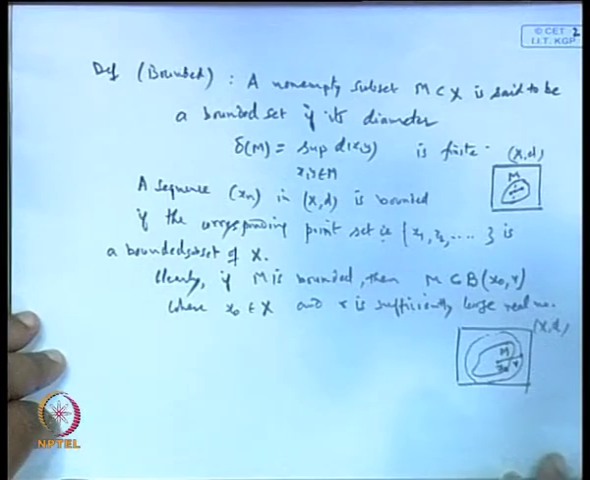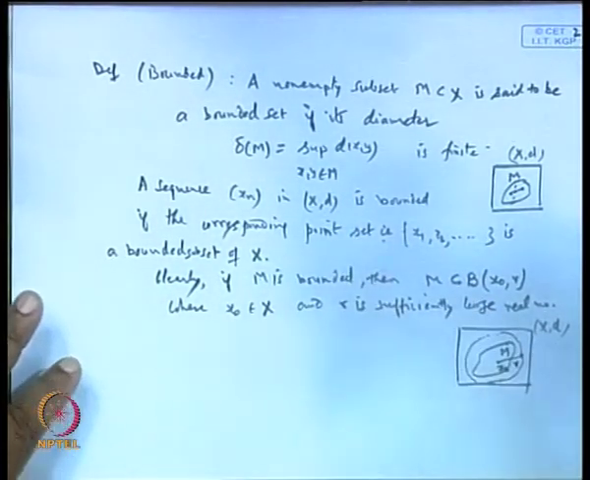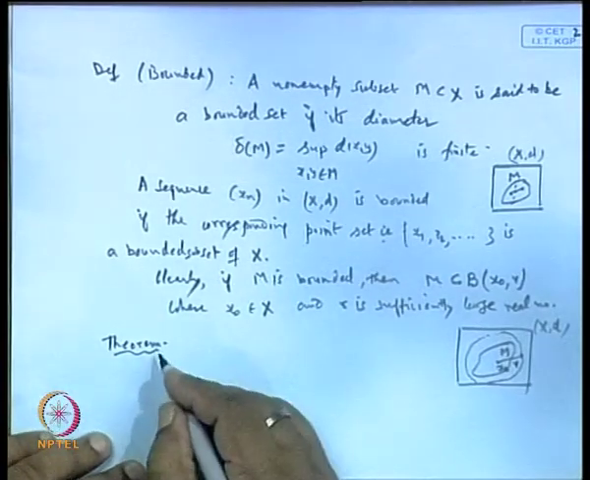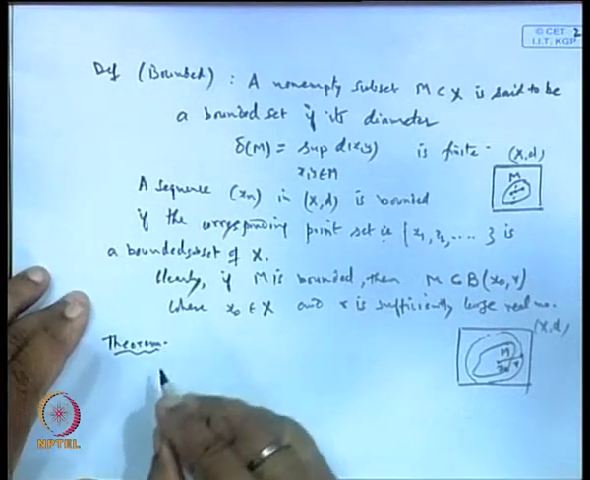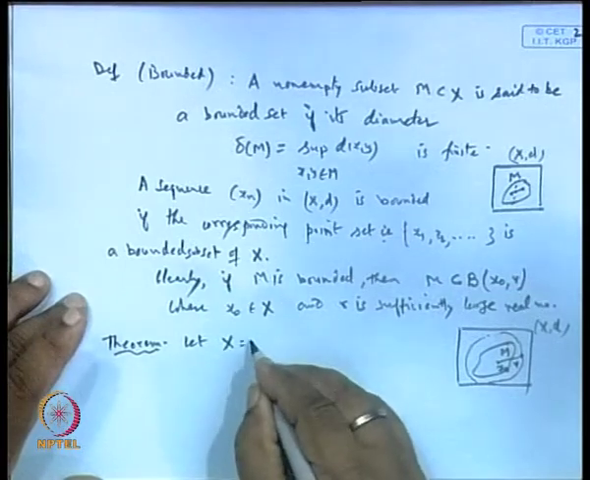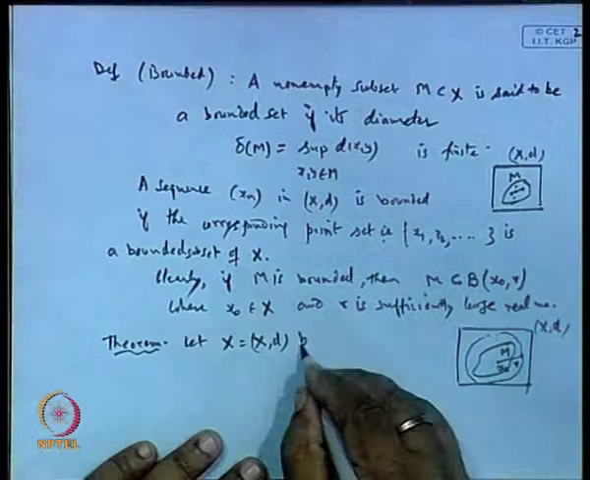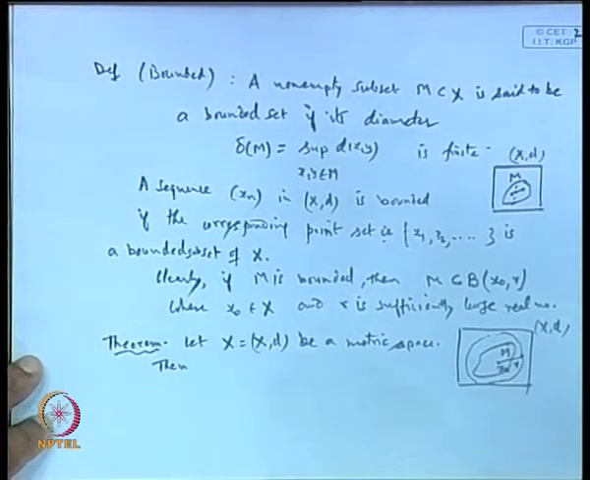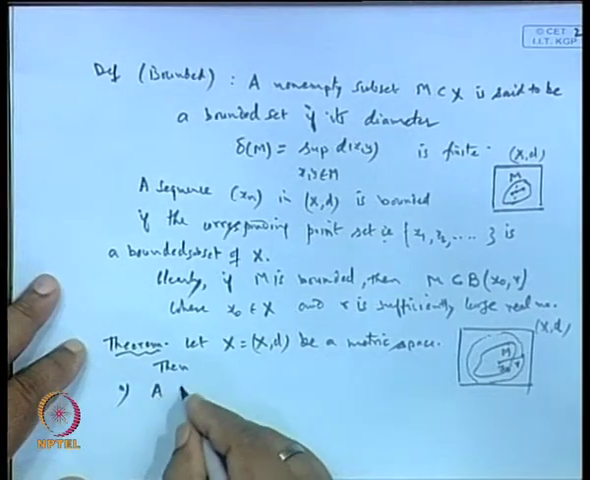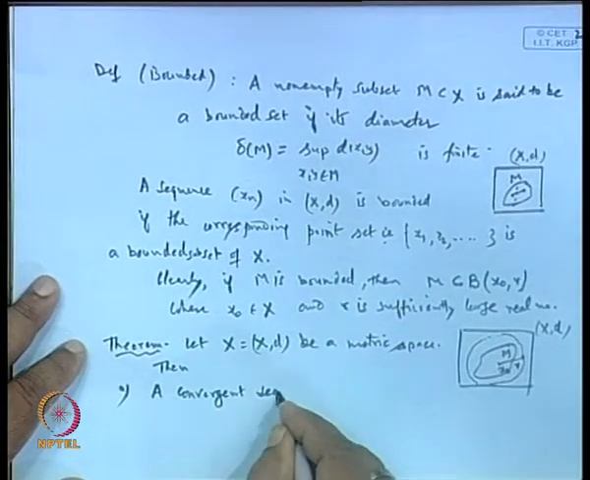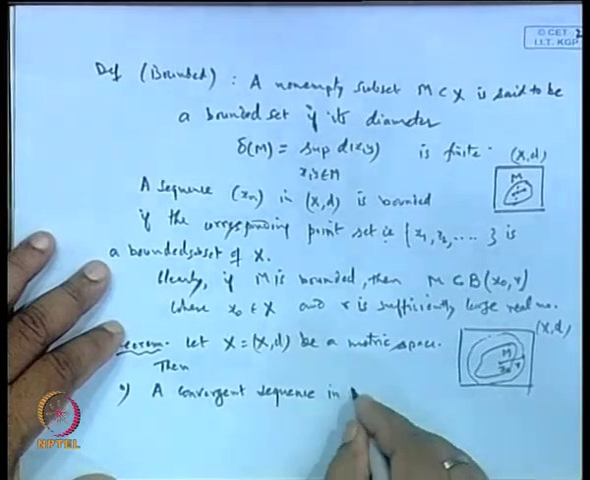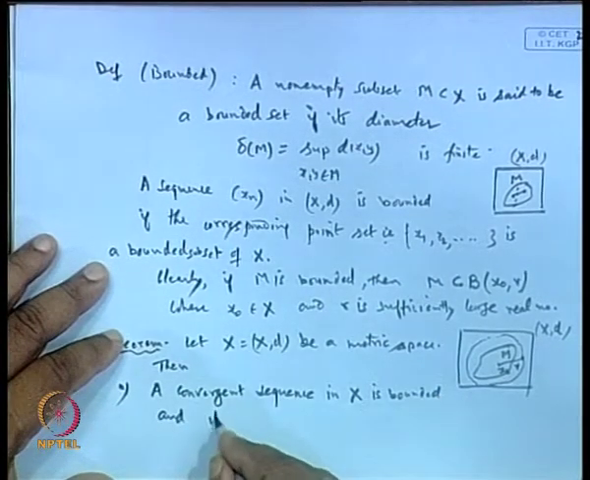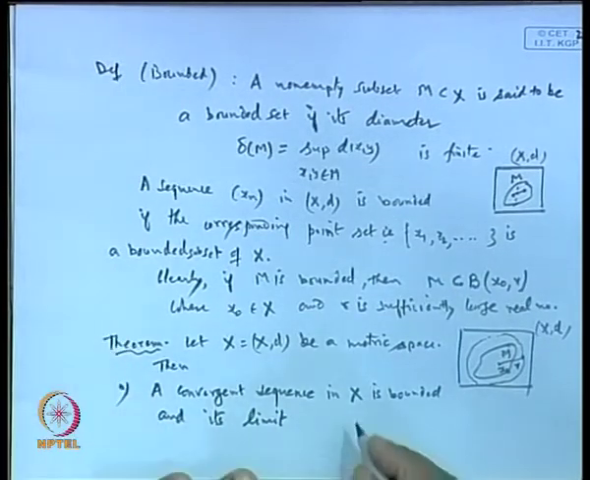Okay. So, there is a relation between convergence and bounded sequences. So, we go for some relation in the form of a theorem. Let (X, d) be a metric space. Then the following holds: a convergent sequence in X is bounded and its limit is unique.